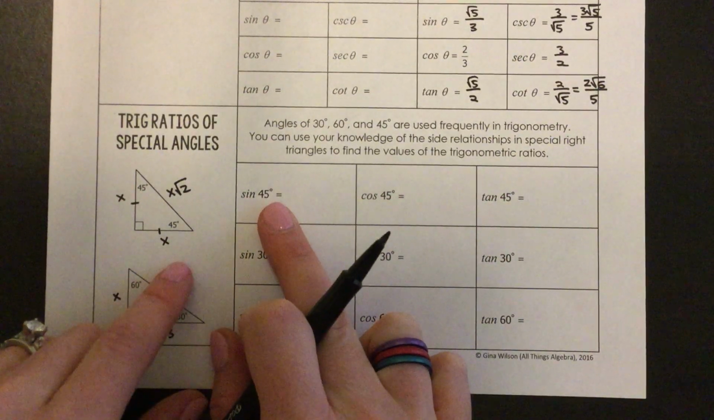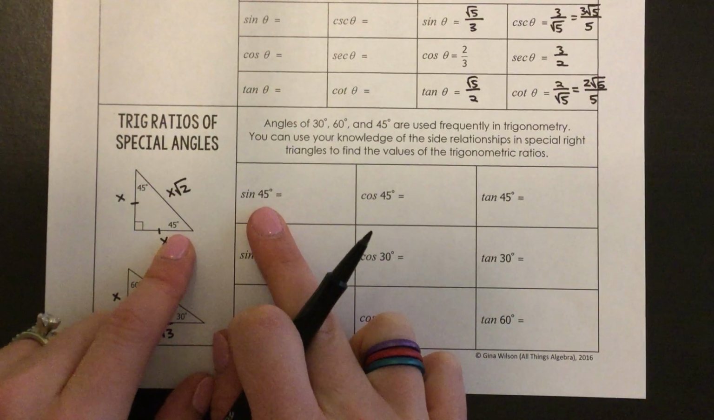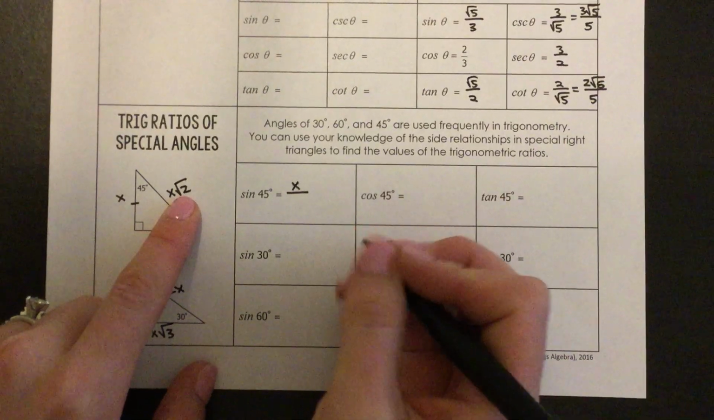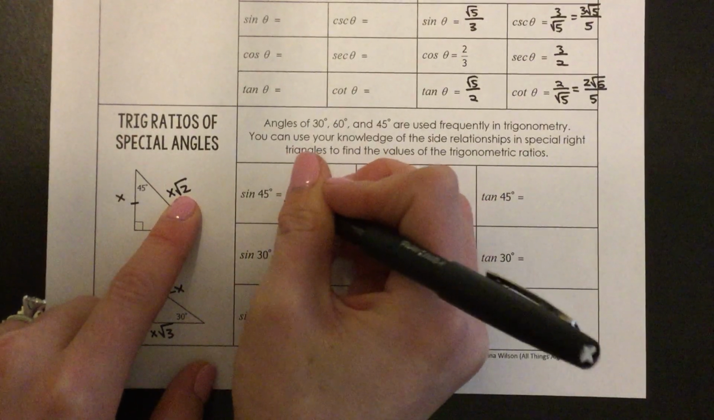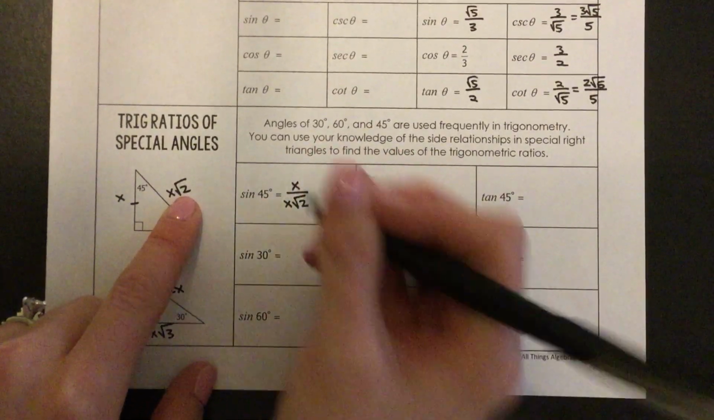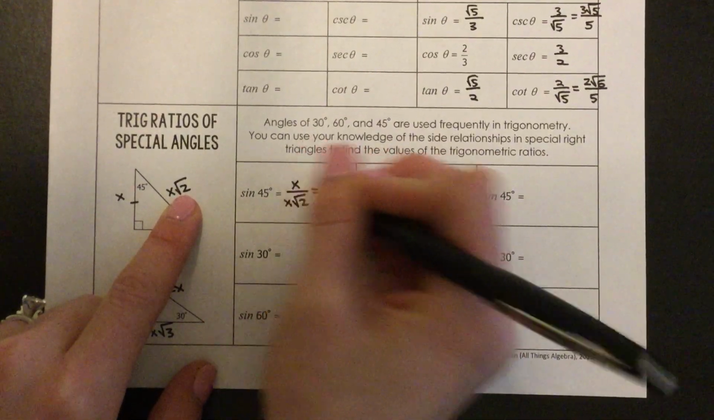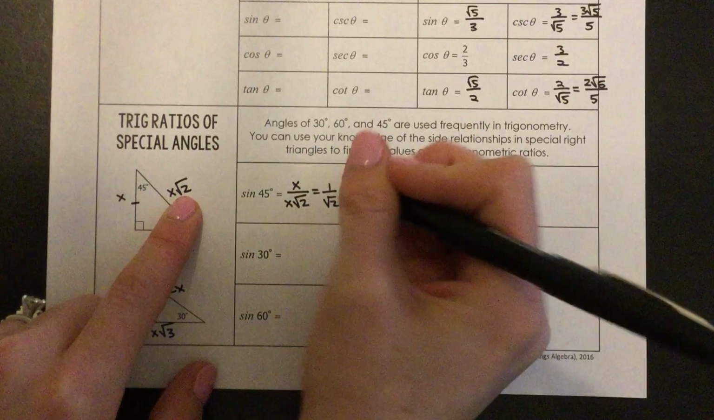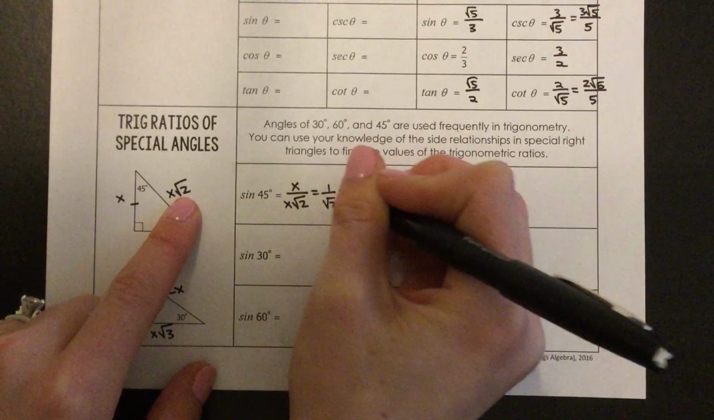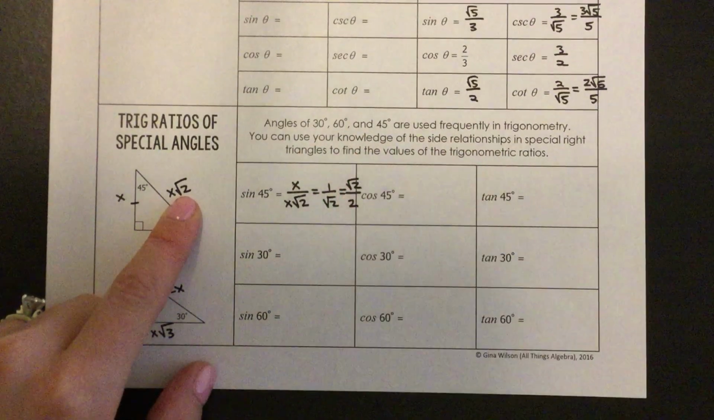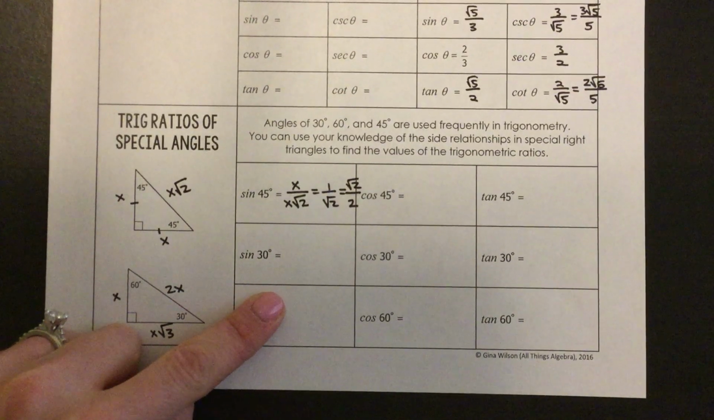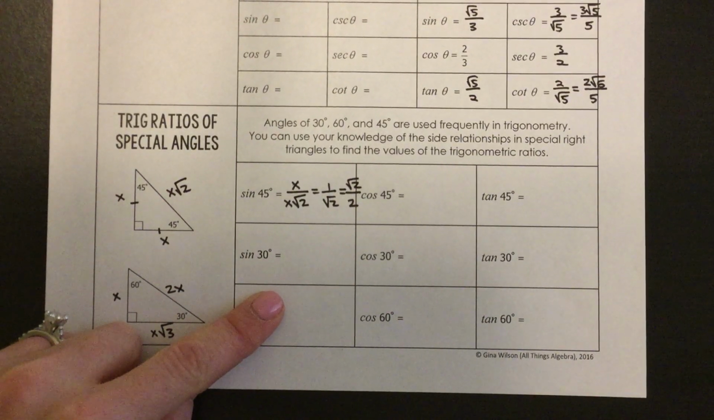So the 45-degree angle, if we use this as a reference, sine would be the opposite side over the hypotenuse, which is x times the square root of 2. So no matter what x is, it cancels. So the x's cancel. We have 1 over the square root of 2. And then if you multiply the numerator by the square root of 2, multiply the denominator by the square root of 2, this is the sine of 45 degrees. So that's something that we will start working with in the future.